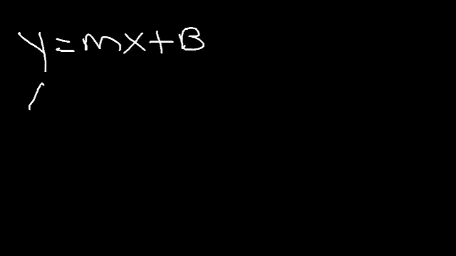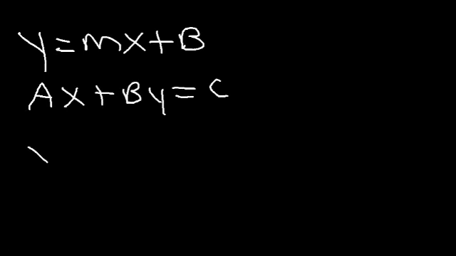Now sometimes you may need to write the equation of the line given a point and a slope. So there's 3 forms. This form is the slope-intercept form. This is the standard form, and this is the point slope form.